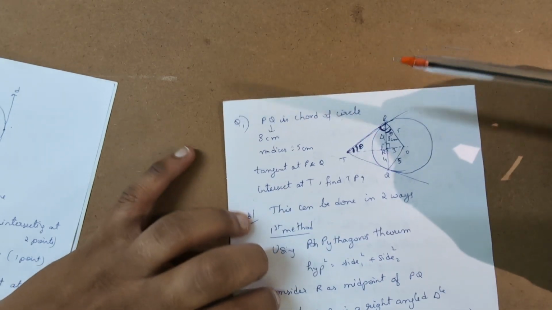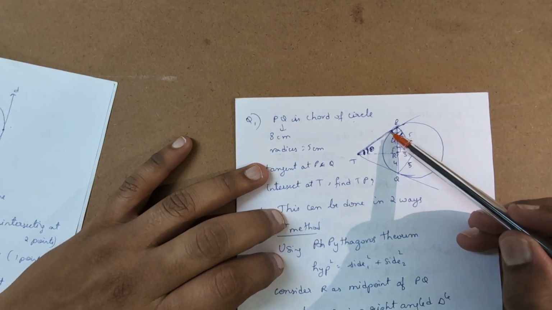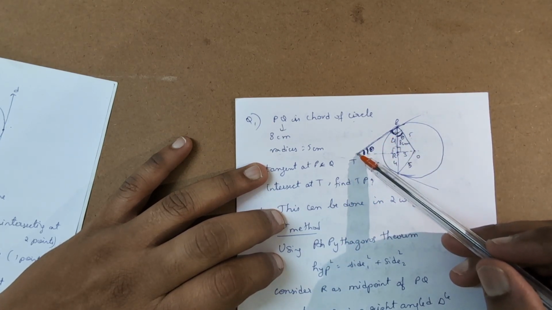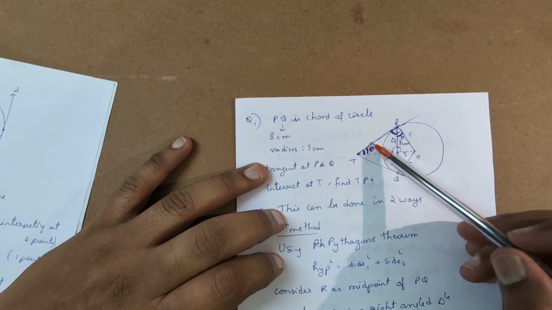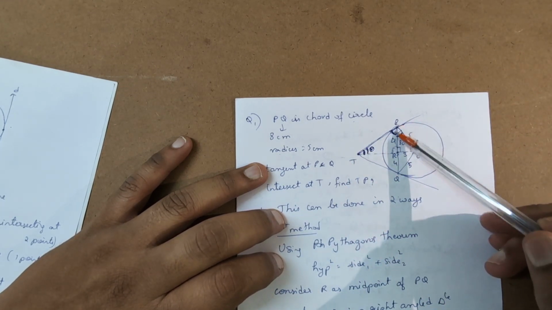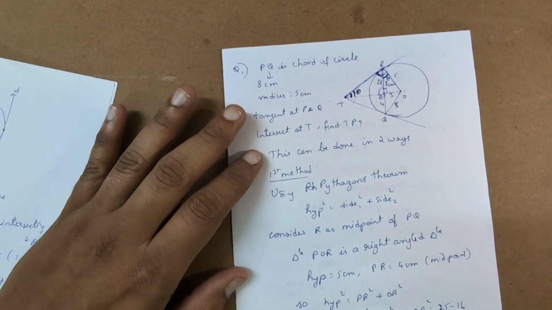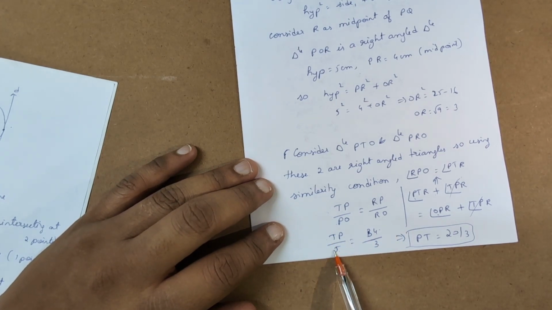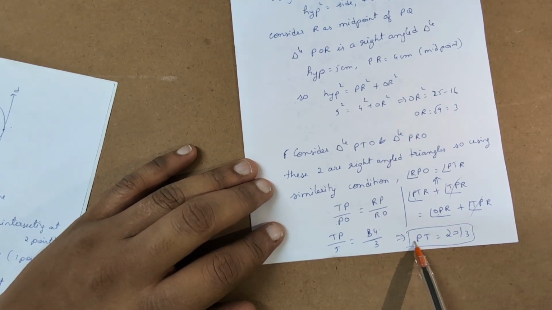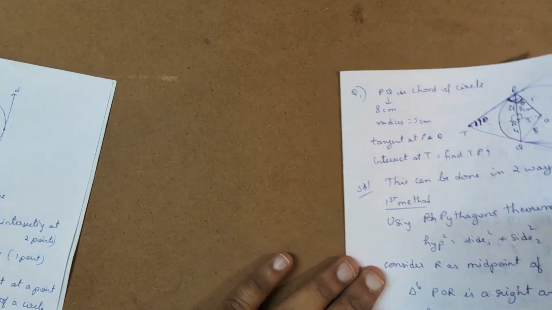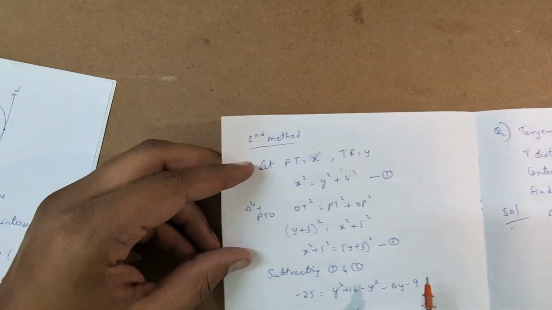So you can see this is a right angle triangle and this is also a right angle. So the ratios of the opposite sides, PT by PO equal to, again this is a right angle triangle, so this ratio and this ratio will also be equal. So PT by PO equal to RP by RO, that is PT by 5 equal to 4 by 3, that is PT equal to 20 by 3. Okay, so let's see the other scenario, how we can also solve this question.